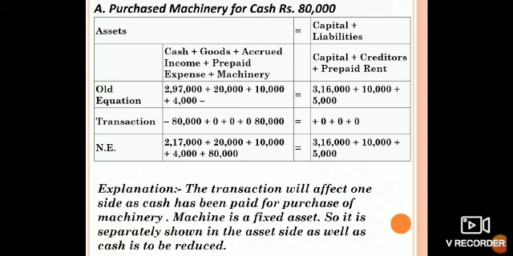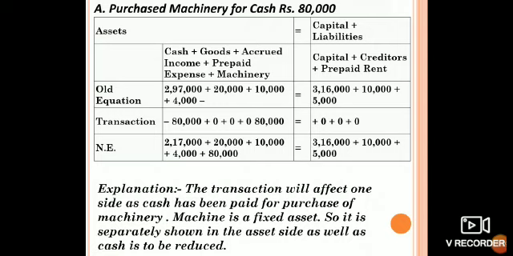Now here the same problem, children, same problem only we are discussing with so many transactions. Now what was the old equation? It was under asset side 2,97,000 plus 20,000 plus 10,000 plus 4,000, and under liability side it was 3,16,000 plus 10,000 plus 5,000. Here when the machinery is purchased for cash, cash should be reduced by 80,000 under asset side, and machinery should be added for 80,000 under asset side. So both are done in the same side, but the effect will be the same in both the sides.